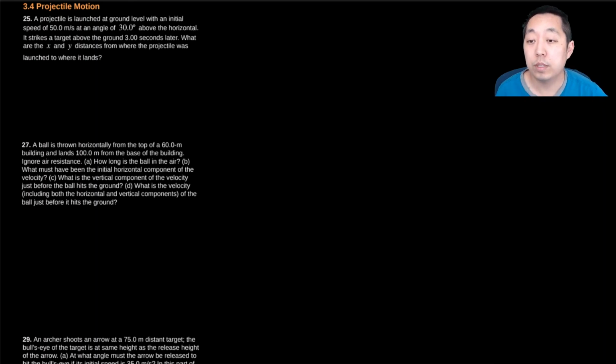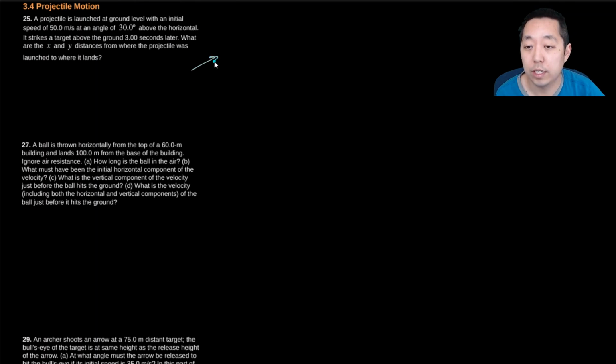So in this one, we're going to be looking at projectile motion. Number 25: a projectile is launched at ground level with an initial speed of 50 meters per second at an angle of 30 degrees above horizontal, and strikes the target above ground 3 seconds later. What is the x and y distances of where it launched and where it landed?